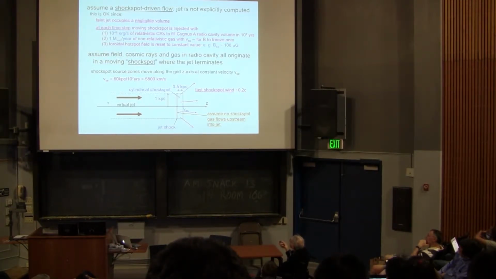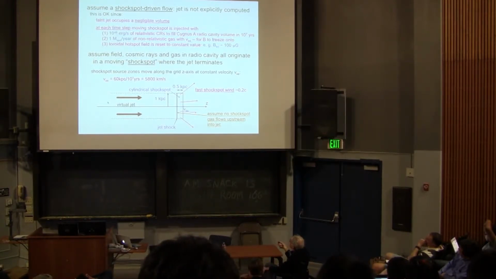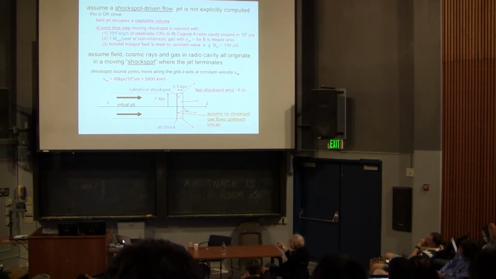So everything, field, cosmic rays, and gas inside the radio cavity all come from the shock spot. The shock spot velocity is not very fast, 6,000 kilometers a second. That's just the size of Cygnus A divided by its age. So the model I have is a virtual jet, which is not computed, and zones that move zone-wise, step by step, at this velocity along the z-axis out into the cluster gas.